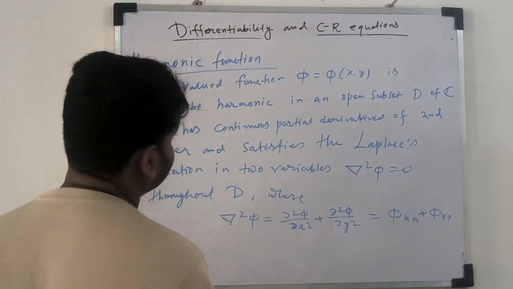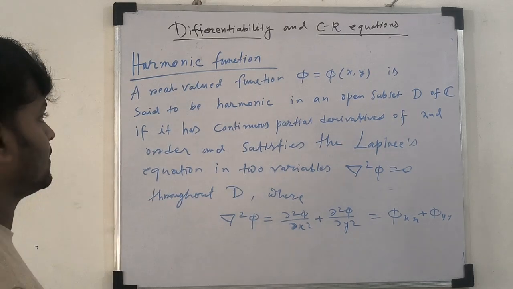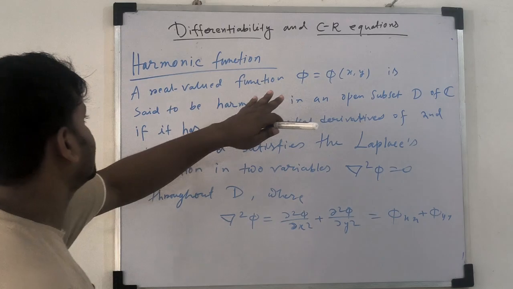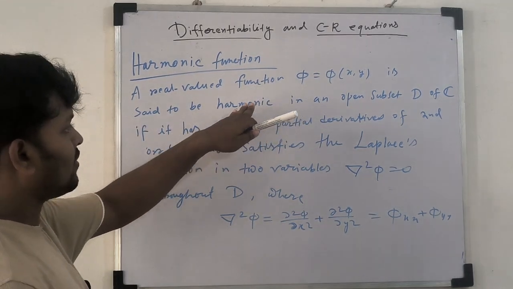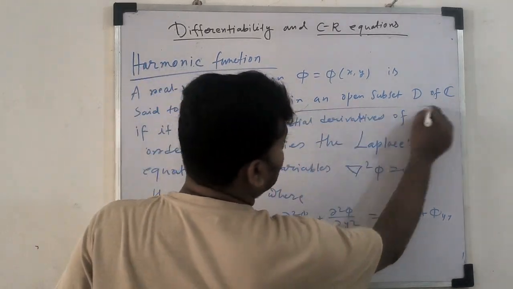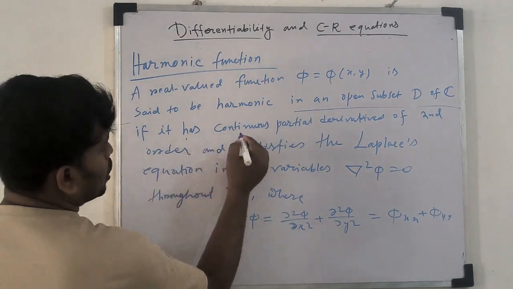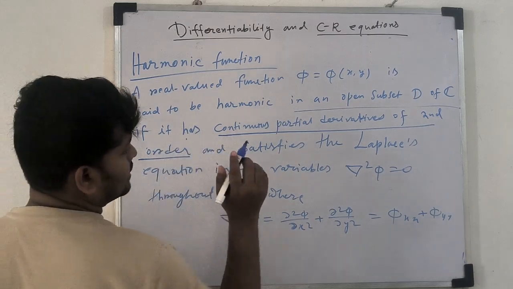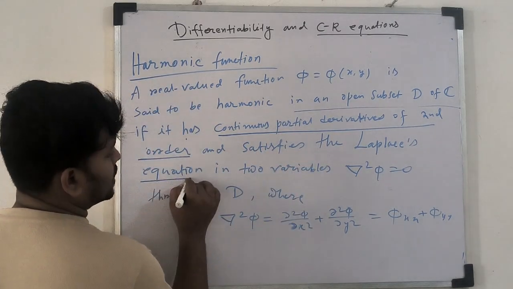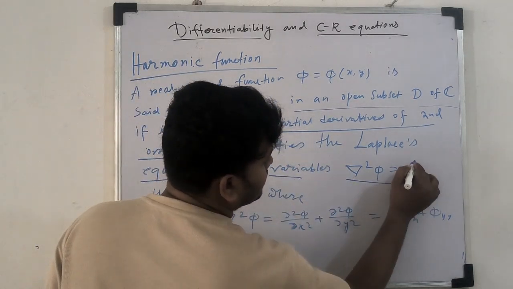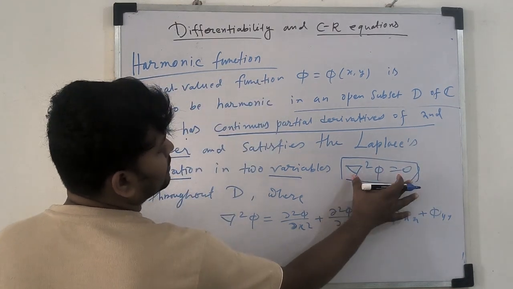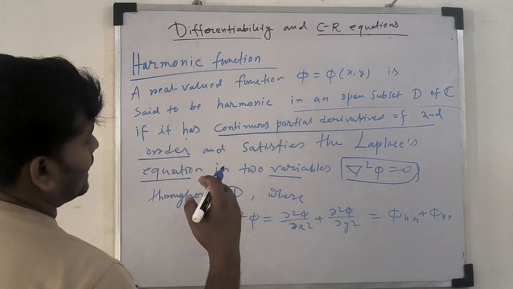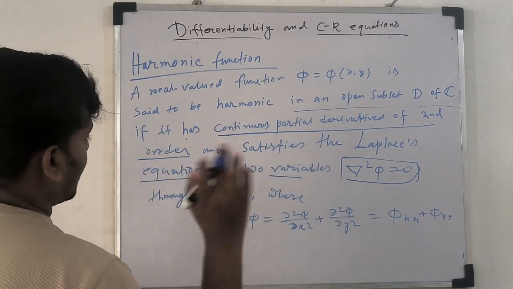This is the last definition of this lecture. So a harmonic function: a real valued function phi of x, y, that is a function of x and y, is said to be a harmonic function in an open subset D of C if it has continuous partial derivatives of second order and satisfies the Laplace equation in two variables. That is, this is the Laplace equation. So whenever phi satisfies the Laplace equation and has continuous partial derivatives, then we say that phi is a harmonic function.